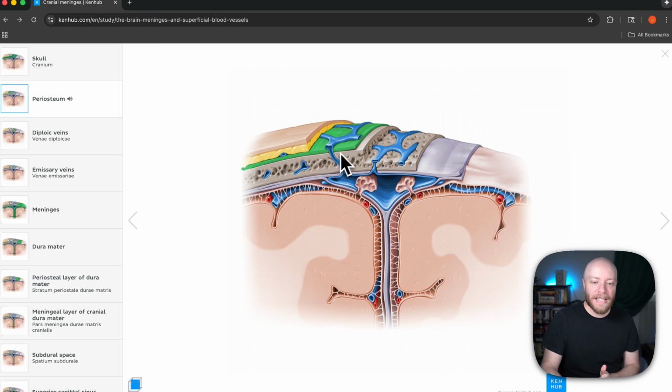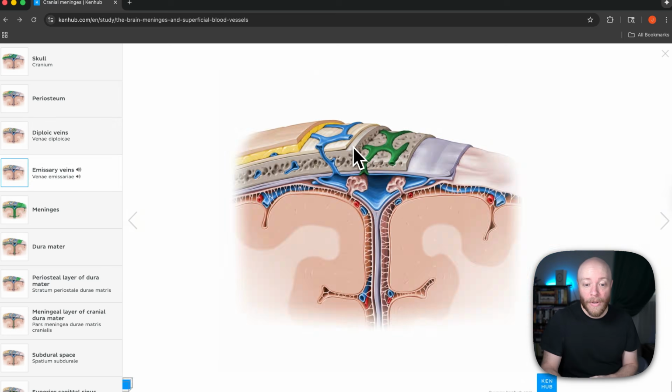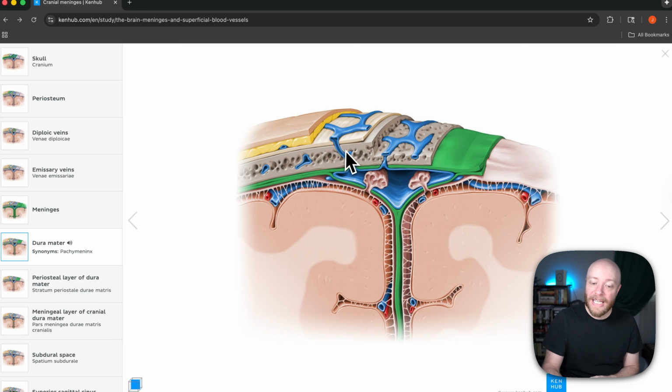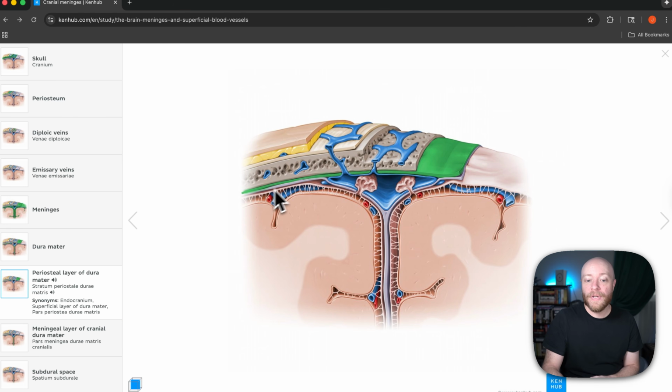And so what's happening is we have this dense irregular connective tissue on the outside of the skull, but we also have it on the inside of the skull. We just call this the periosteal dura. That is all we're going to call that. And you can see it also goes on top of that dural venous sinus, just like that. So that is the periosteal dura.